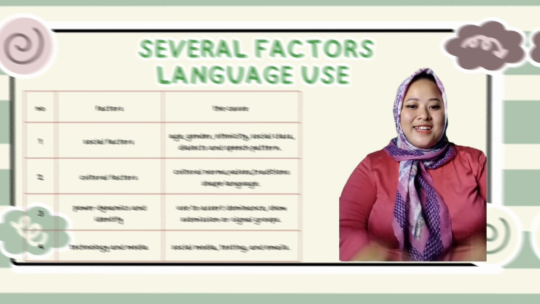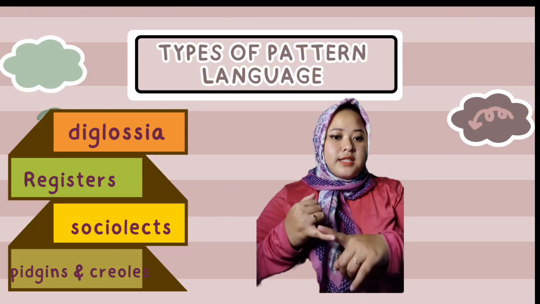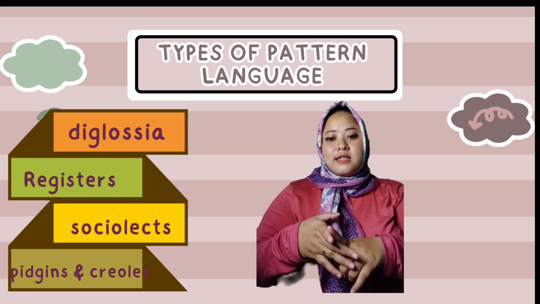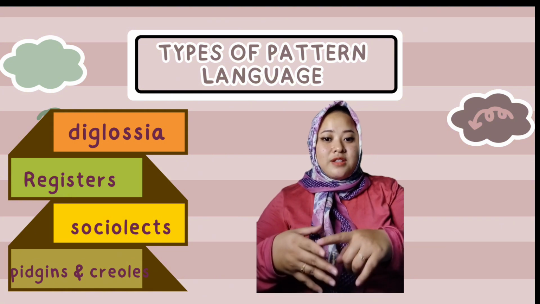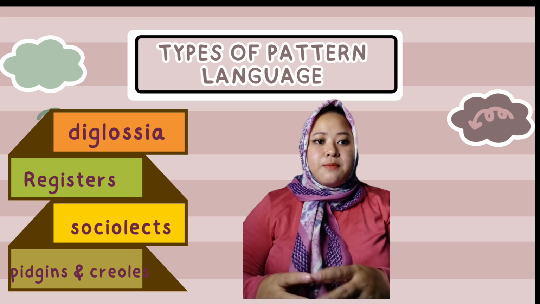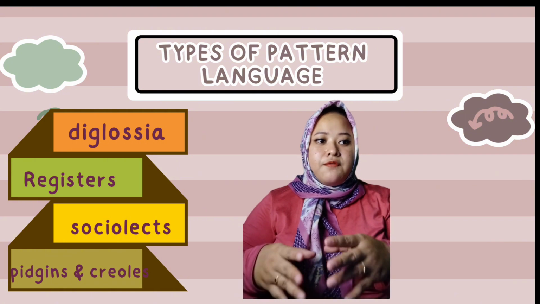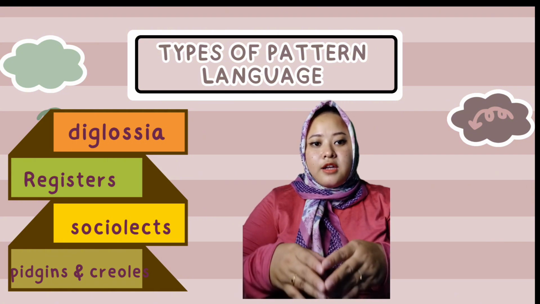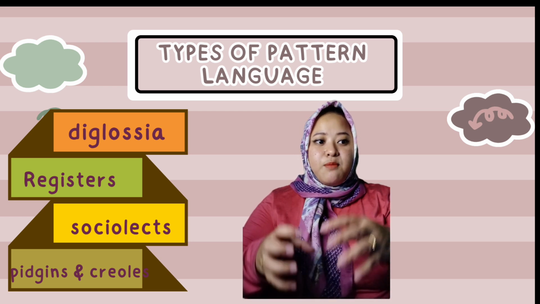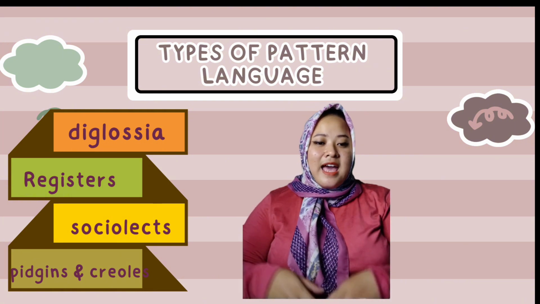Let's move to the next slide. In this slide, I will explain some types of language patterns. The first is diglossia, the second is registers, the third is sociolect, and the last is pidgins and creoles. All right, the first discussion is about diglossia, which refers to a situation where different varieties of language are used for different purposes. For example, Arabic-speaking countries. Modern Standard Arabic is used in formal contexts like news broadcasting.